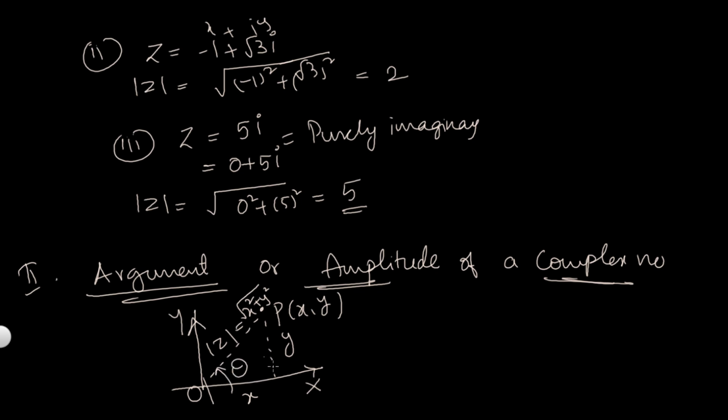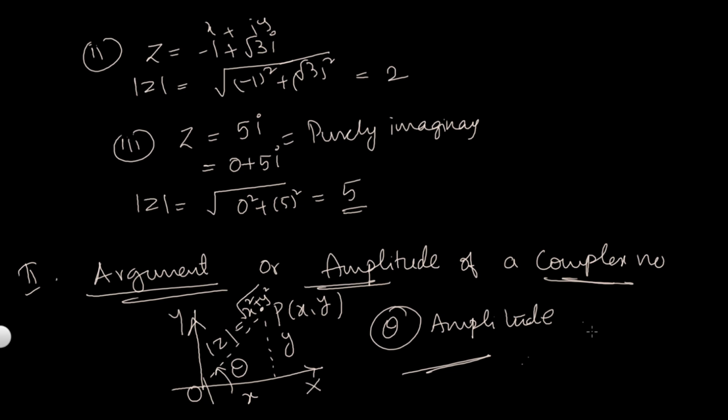This is OP bar. The line from O to P is a vector, which we denote by OP bar. The angle made by the vector OP bar with the x-axis is called the argument or amplitude of the complex number. So theta is the amplitude. Why? Because the angle made by the complex number, OP bar, with the x-axis is called the amplitude or argument.